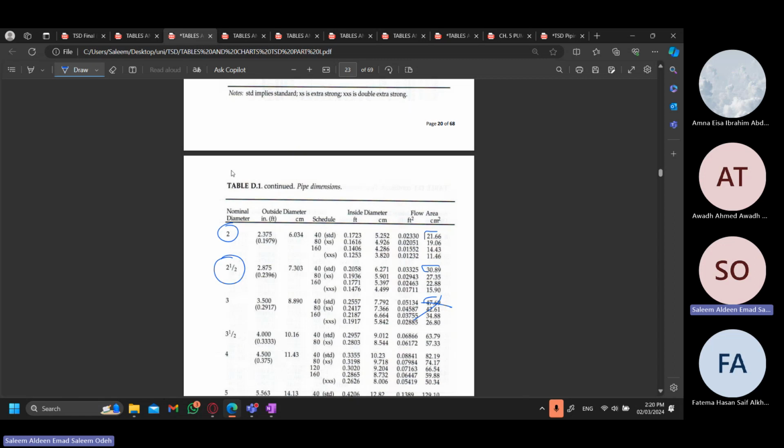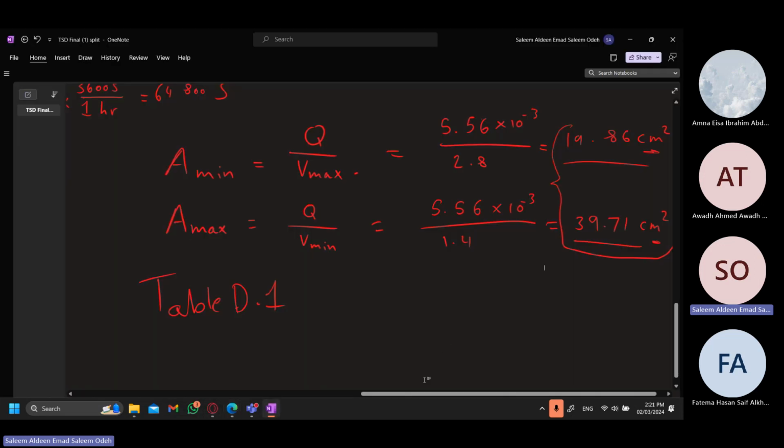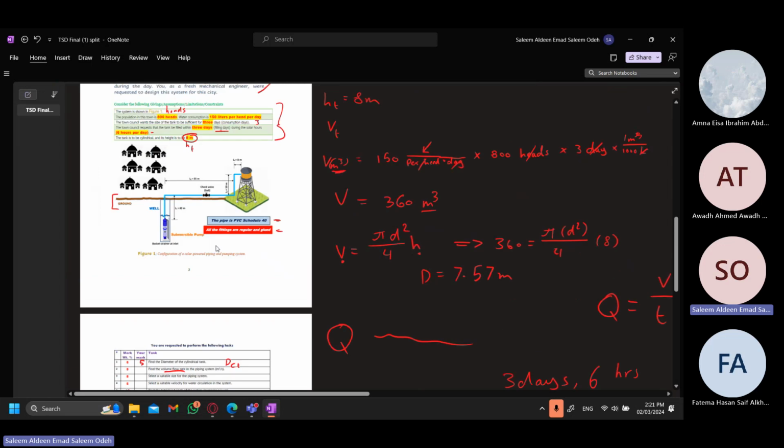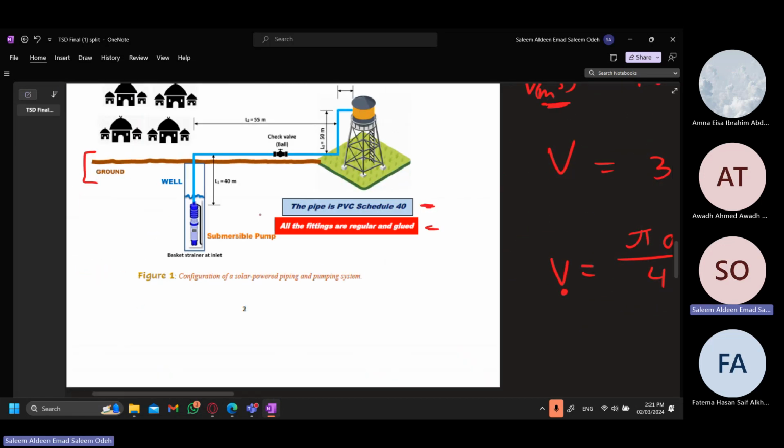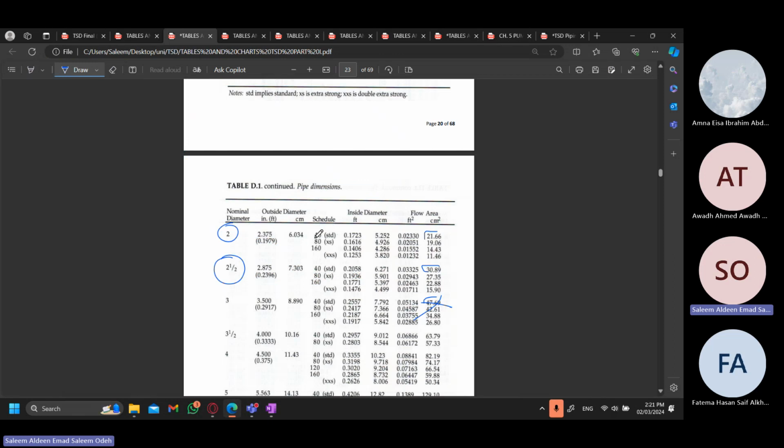Now, when you're trying to find a suitable nominal diameter, don't forget to see if the schedule is mentioned. Here they told us that the pipe is PVC schedule 40. So when we go to the tables, we will make sure to look at the 40 standard schedule and get these values. So these we don't care about, nor do we care about these. We only care about the 40 standard. Now in the question, if the schedule is not mentioned, you just assume that it's standard. So now we have these two options.